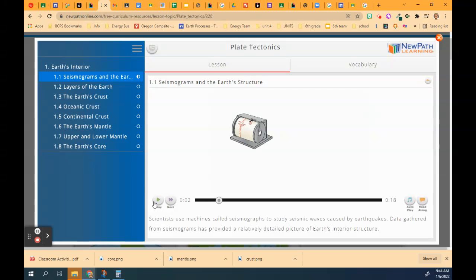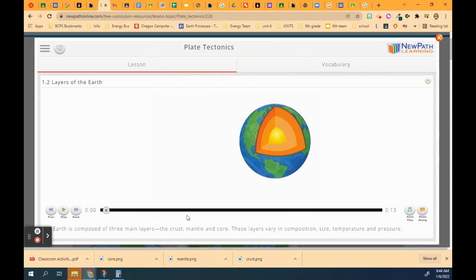So, the first thing that we're going to see is this thing called a seismograph. Scientists use machines called seismographs to study seismic waves caused by earthquakes. So we've got these seismographs. They're amazing. They actually measure the vibrations in the earth. And with that being said, those S waves and P waves can actually tell us a lot about how Earth is structured. Zip through here really quick and hit play.